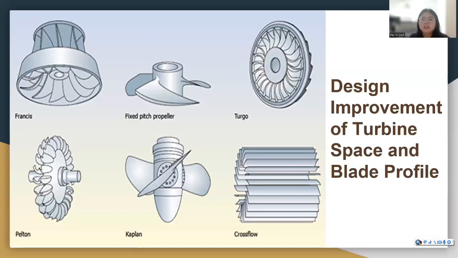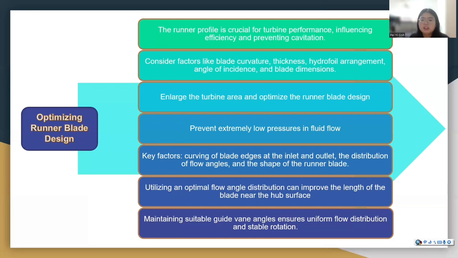The next method is the design improvement of turbine space and blade profile. The optimization of the turbine space and the design improvement of the runner blade profile play critical roles in enhancing turbine performance. The runner, being a vital component, significantly influences efficiency and serves as a key factor in preventing cavitation.